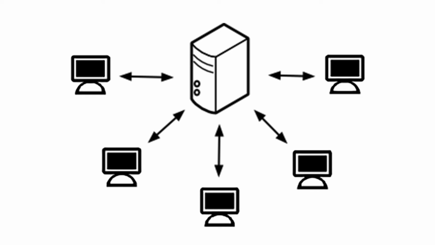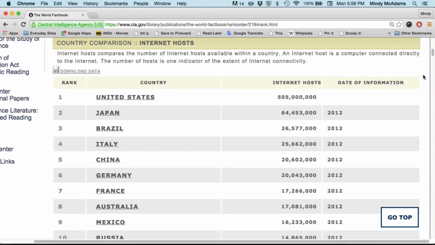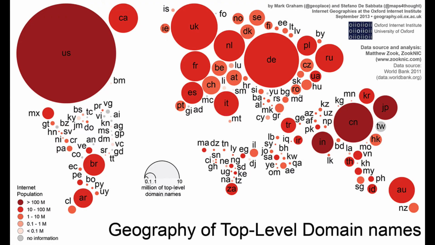And you know, it's not just one server out there. Google alone has like 1 million servers. Every developed country has millions of servers. So how does that work? How are all the servers coordinated? How does the internet know which server to send your request to?